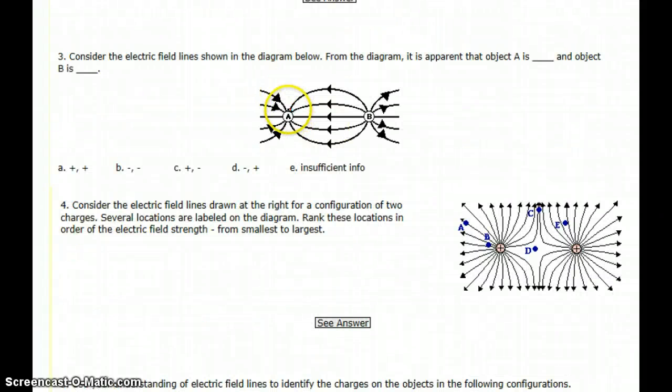In this one, first of all, I can tell they're opposites because this is an attractive field here. The one is being attracted to the other. And then it goes into the left and out of the right. So that's negative on the left, positive on the right.